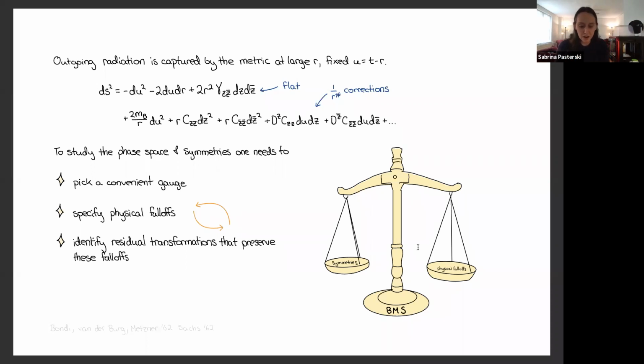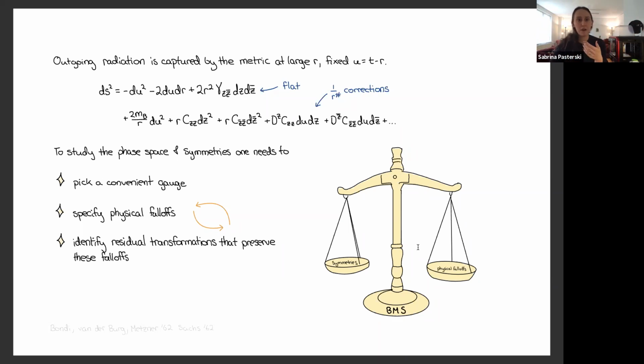And amusingly enough, the question of what are the symmetries of this spacetime is maybe more subtle than what you might appreciate from how we normally would start from a quantum field theory course and talk about representations of Poincaré. So back in the 60s, Bondi, van der Burg, Metzner, and Sachs were addressing the question of what are the so-called asymptotic symmetries of asymptotically flat spacetime.